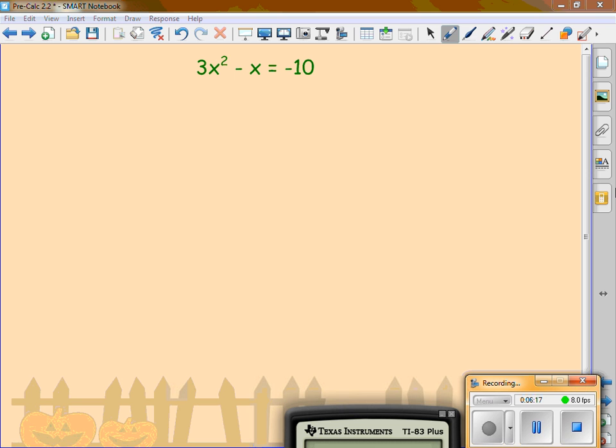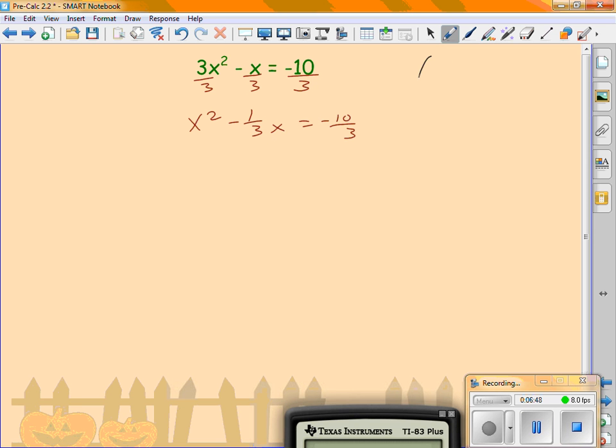All right, I can try it a bunch of different ways. I'm going to try the one no one likes first. I'm going to complete the square. In order to complete the square, I have one problem. I have to have x squared. Divide by 3, divide by 3, divide by 3. I have to divide everything by 3 because it has to be x squared out front. X squared minus 1/3 x equals negative 10/3.